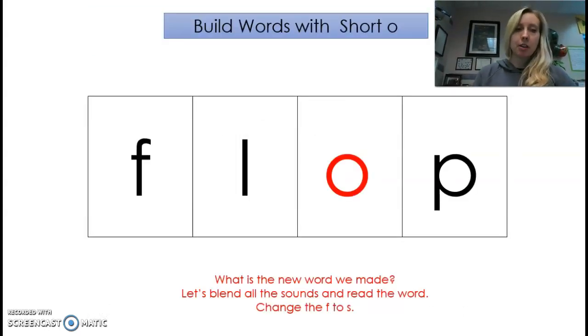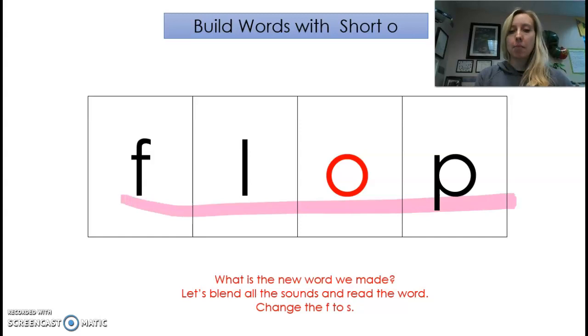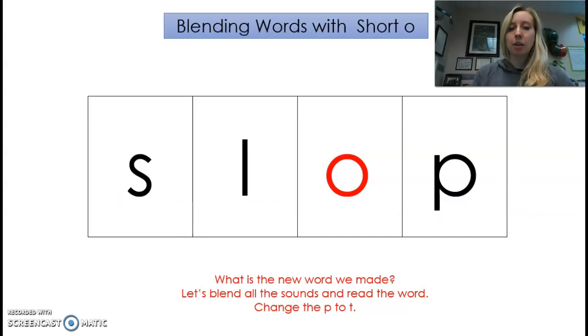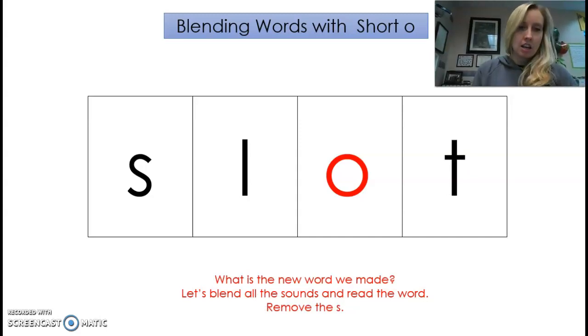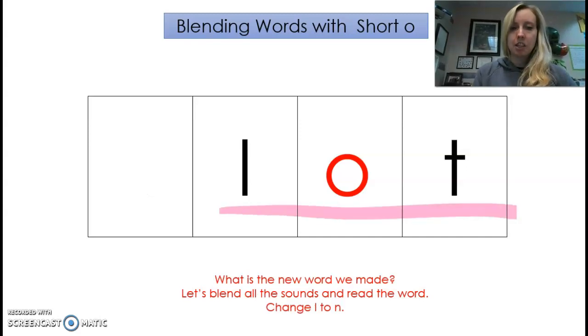Okay, we're going to make some new words by changing the sounds. Here we go. This word is flop. Change the f to s, slop. Change the p to t, slot. Remove the s. So cover up the s. That's what I tell my kids in class. And then it becomes lot.